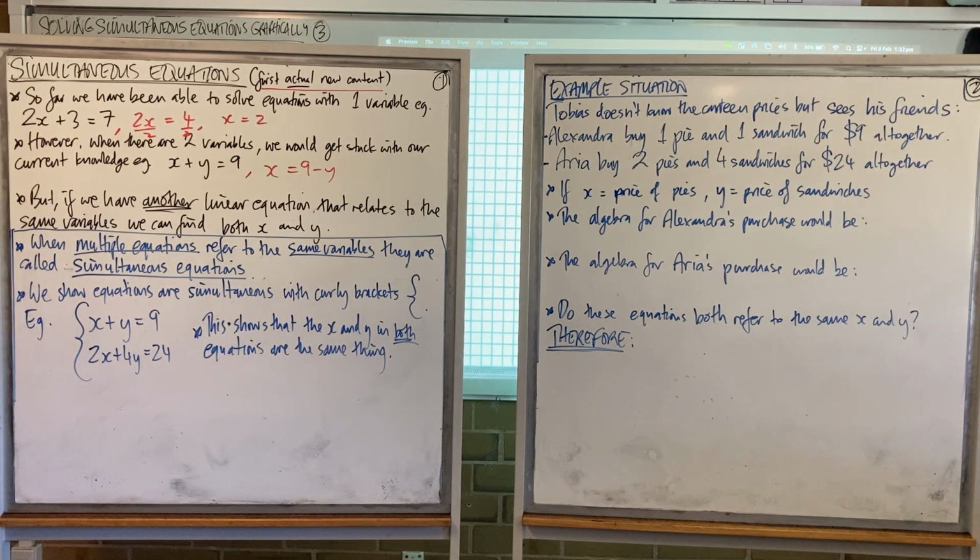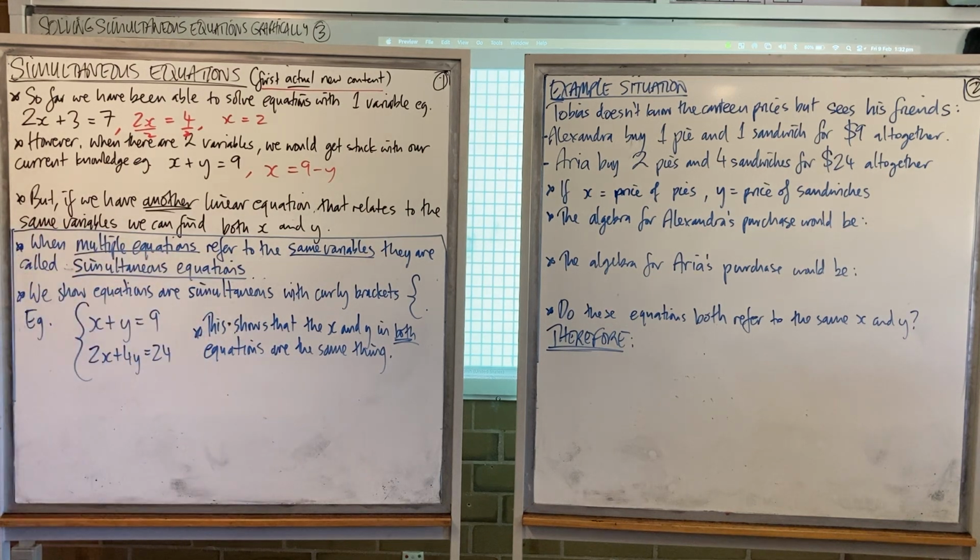When multiple equations refer to the same variables, they're called simultaneous equations. Can someone give me a term? What does simultaneous mean, just in general? Like at the same time? At the same time. If I have multiple equations that refer to the same variable at the same time, they're called simultaneous equations. How do we show that they're simultaneous equations?